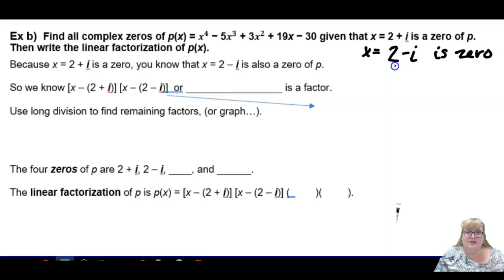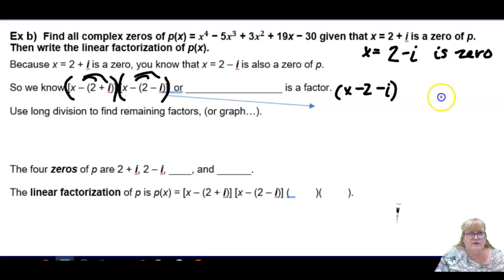All right, so what we have to do is write these as linear factors. So x minus (2 plus i), times x minus (2 minus i). Now, we left those in parentheses. I'm going to go over here and work with them a little bit. I'm going to distribute this negative, and that one is going to become x minus 2 minus i. And this one, when I distribute this negative, is going to become x minus 2 plus i.